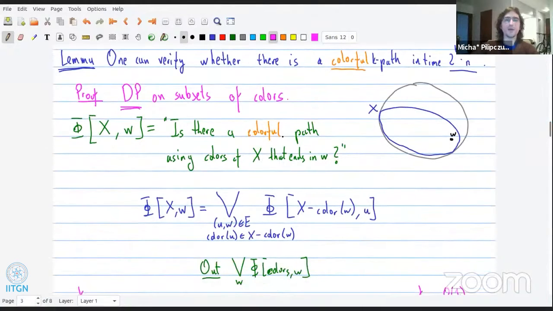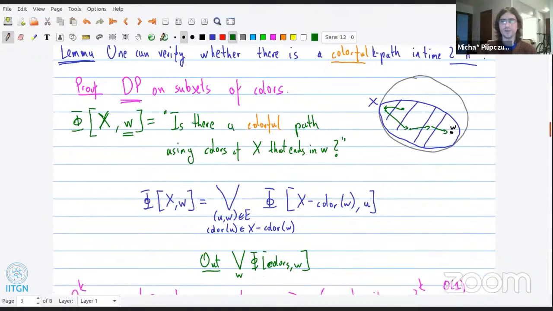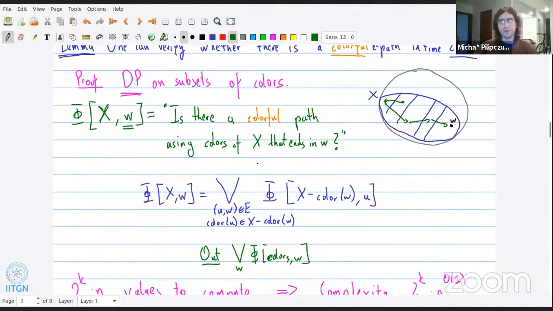So now instead of asking, is there a properly colored k-path that ends at a vertex W, I ask, is there a colorful k-path that ends in the vertex W and uses only colors from X and uses all the colors from X. So say that these are the colors X, and I ask whether there is a k-path that is colorful and looks like that. It uses all those colors and ends in W. Right? So now we can similarly give a dynamic programming formulation for this problem.